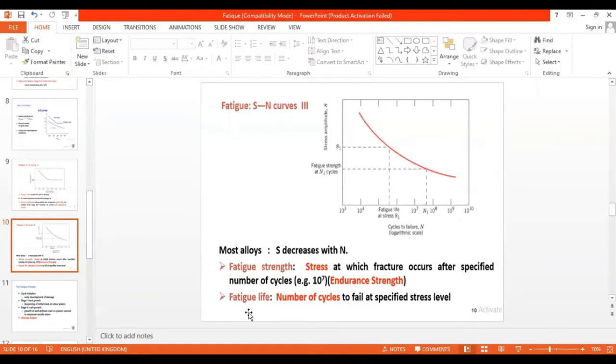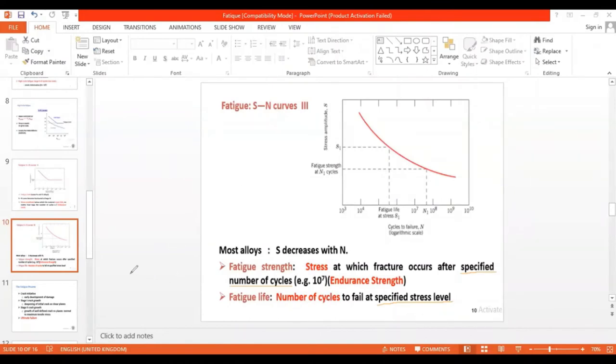Then we have fatigue life. Fatigue life is the number of cycles to fail at a specified stress level. You need to be careful on this. In fatigue strength, you are specifying the number of cycles. But in fatigue life, you are specifying not the number of cycles but the stress level. So here we are looking at the number of cycles at a particular stress level.